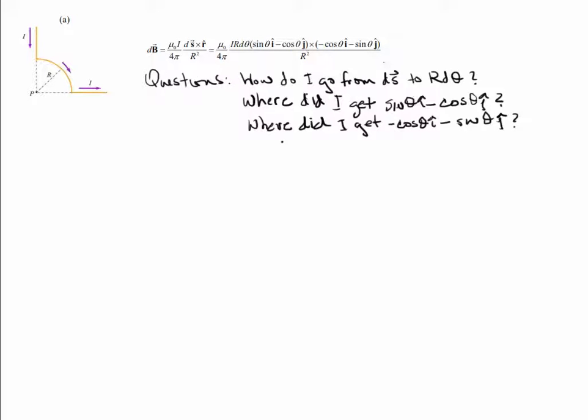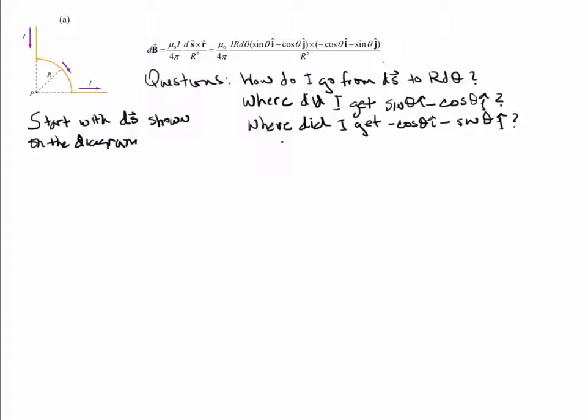Okay, you were asked to look at the problem assigned on Blackboard and figure out how we got certain parts, or write out in detail how they got to the solution, as the solution was simply a sketch. There are three primary parts. How do you go from ds vector to r d theta? Where do you get the vector sine theta i hat minus cosine theta j hat? And where did you get the vector minus cosine theta i hat minus sine theta j hat?